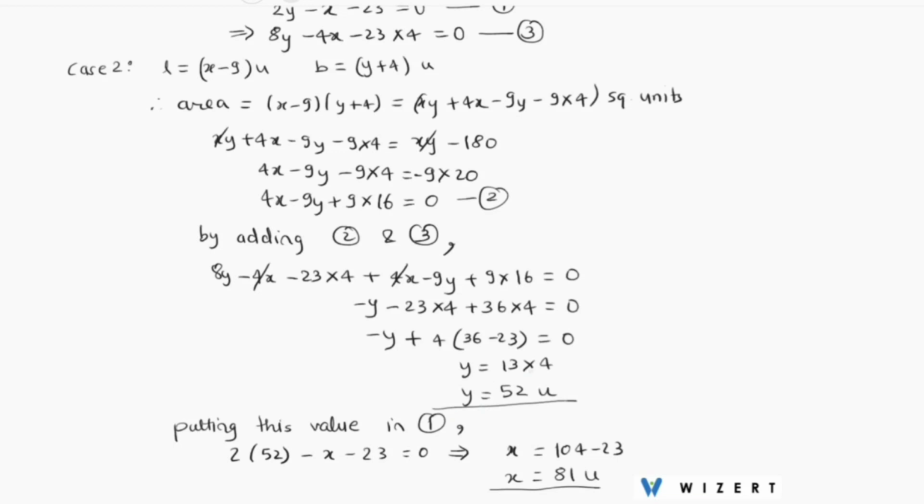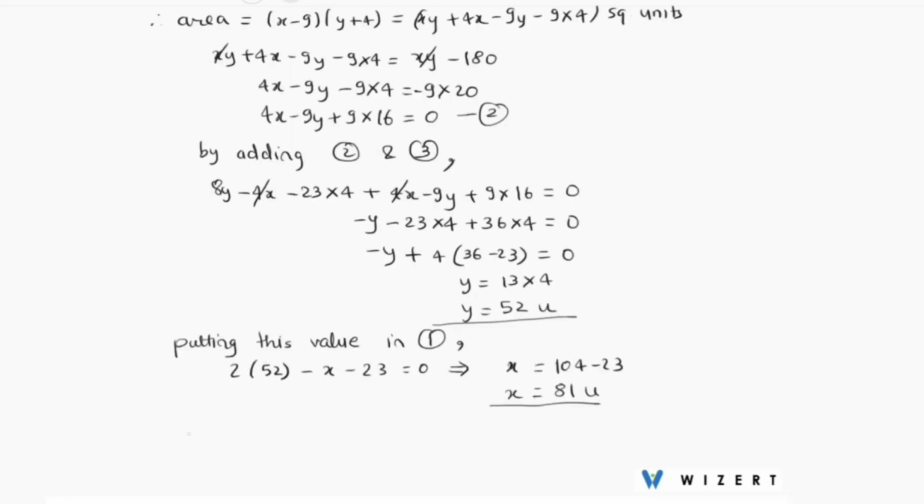So y is 52 units, x is 81 units. Therefore, x equal to length equal to 81 units and y equal to breadth equal to 52 units. This is the answer.